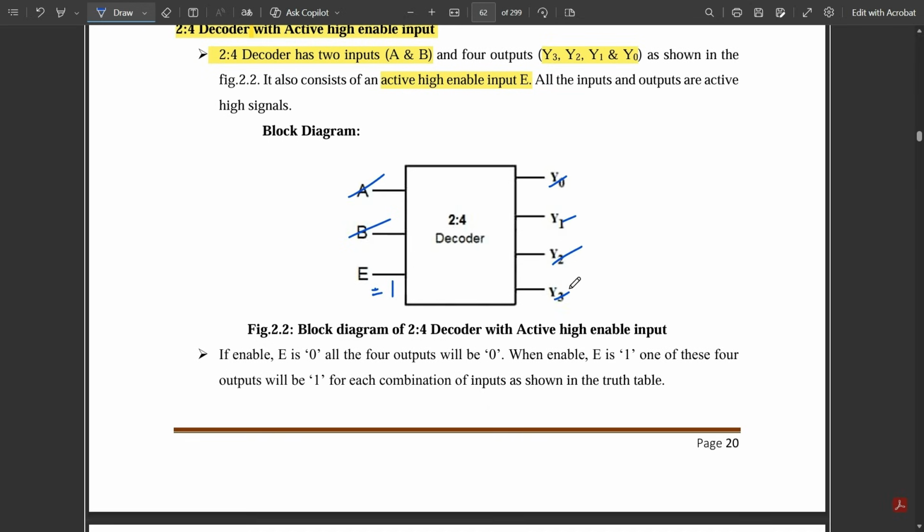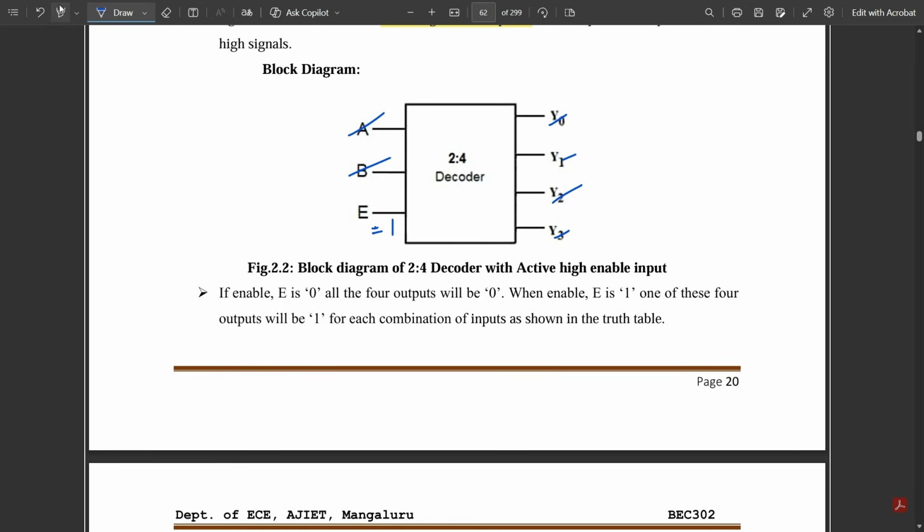Okay, it only operates on one bit. One bit operation is taking place in these decoders. That thing you need to remember. This is the block diagram, and this one note you need to make a note of, which is very important. That is, if enable E is 0, all the four outputs would be zero.